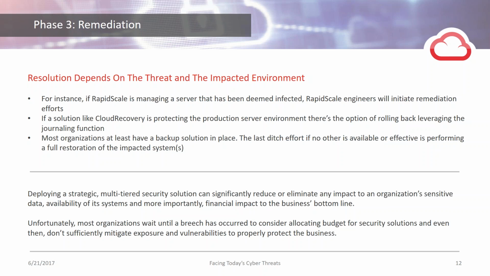We'll respond accordingly. If we have cloud recovery in place, we can leverage that component with the journal to roll back the production system, or if it's impactful enough, we can fail over to the DR environment. And then we have, of course, backup, where we can do a full restore. Depending on the components in place and the services that are subscribed to, we'll, of course, take action accordingly.